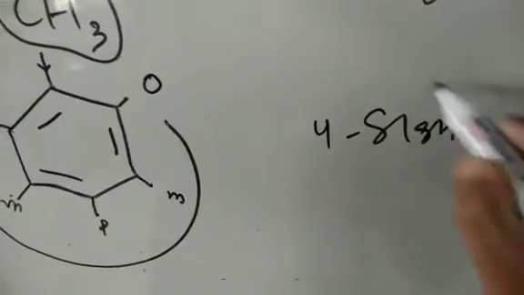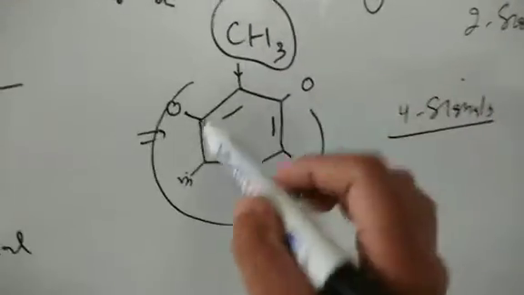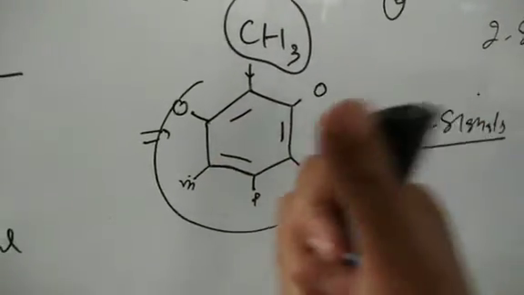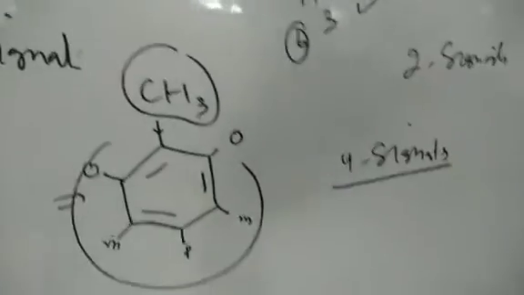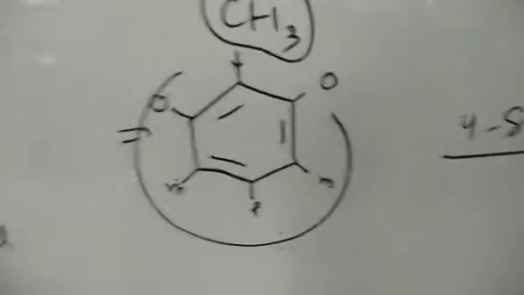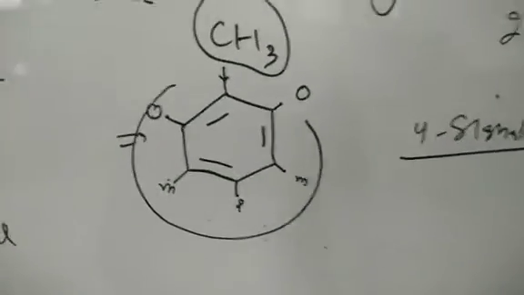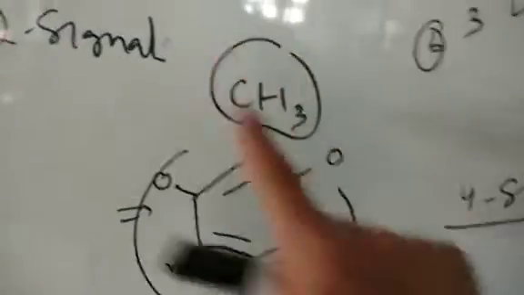Our concept tells us that. But that's not the case. Practically you observe only 2 signals. These 5 protons give 1 signal, and this methyl group, the 3 protons, gives 1 signal. So you get 2 signals in the spectrum. Why is that? Because this methyl group is weakly electron donating. Now this is the question.